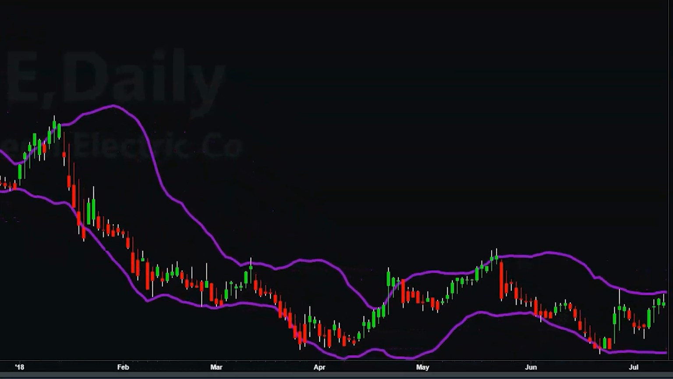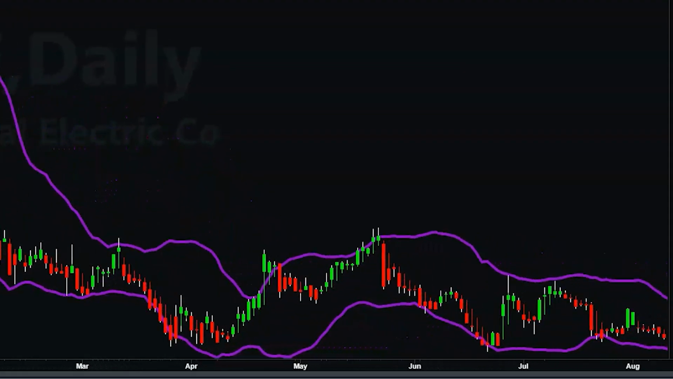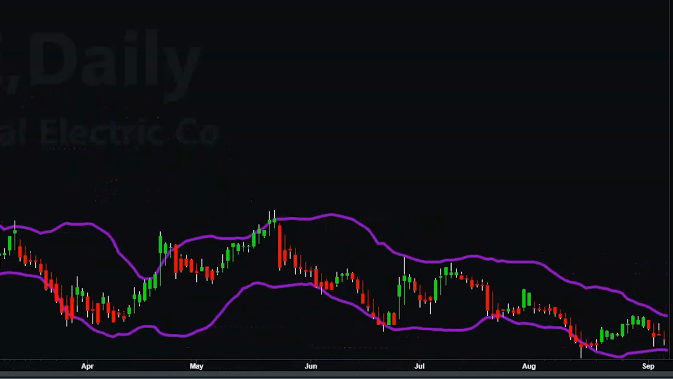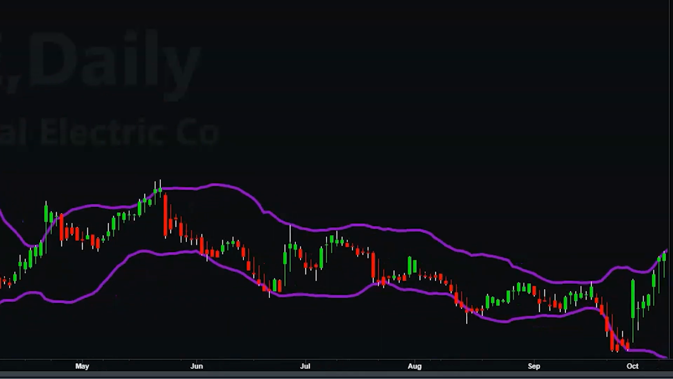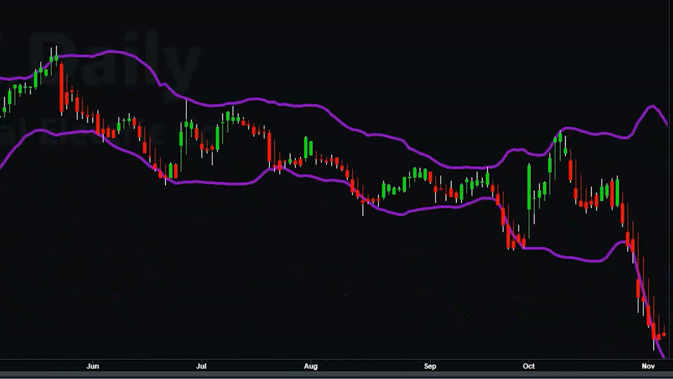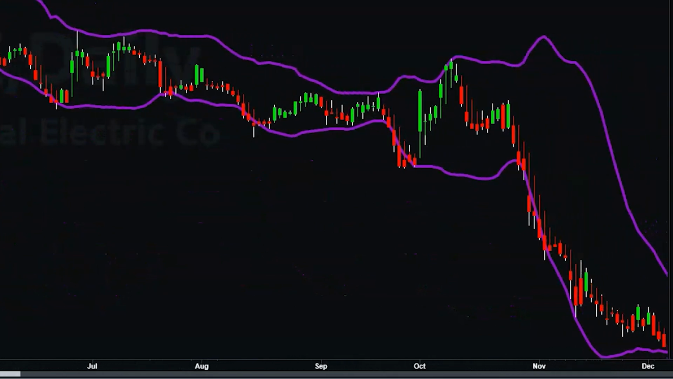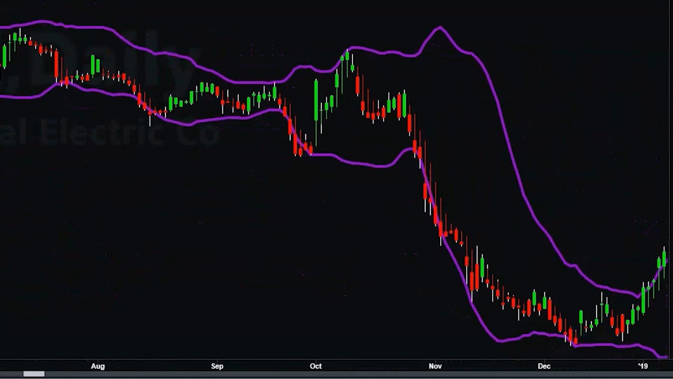Pay close attention to the price action whenever part of the candle body exposes itself to the areas either outside of the upper Bollinger Band or outside of the bottom Bollinger Band. This type of price movement typically will lead to the creation of wicks as the price reverts within the bands.